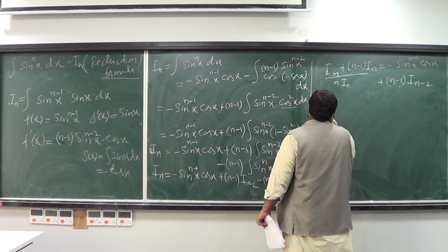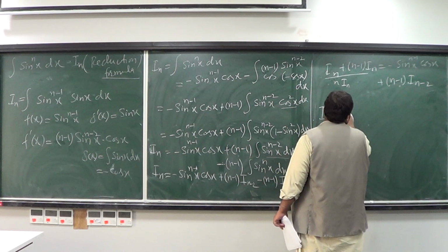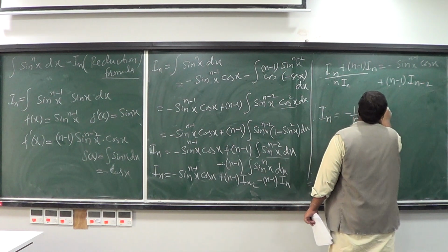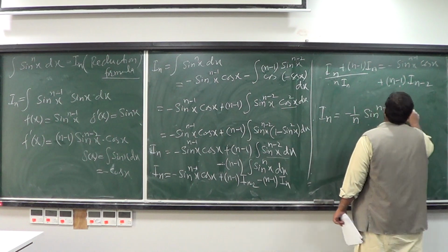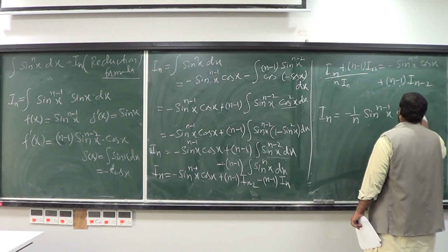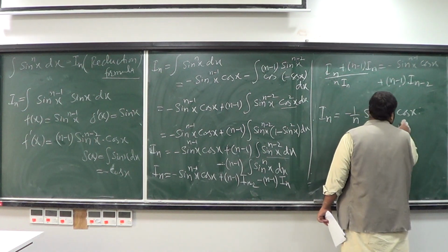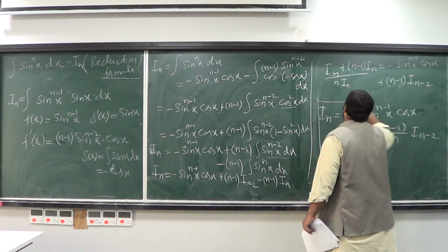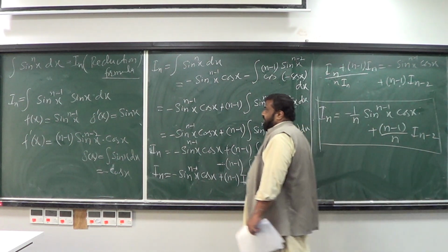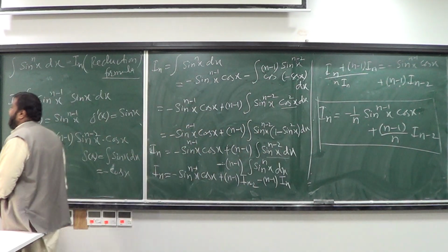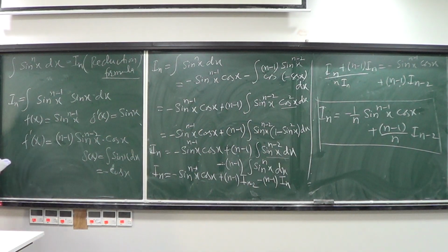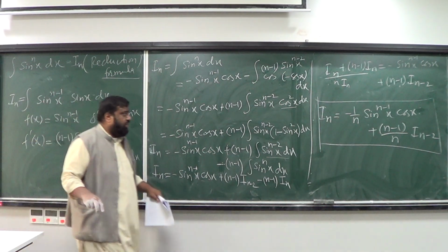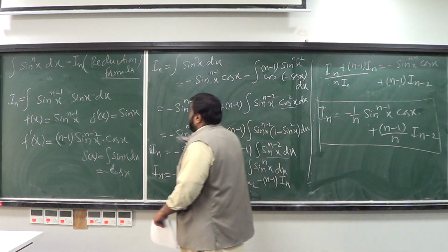Hence I_n will become minus 1 over n sine^(n-1) x cosine of x plus (n minus 1) over n times I_(n-2). Now this is really a miraculous formula. It will make your life way easier if you want to do the computations actually. So let me show one example with you and end today's discussion.